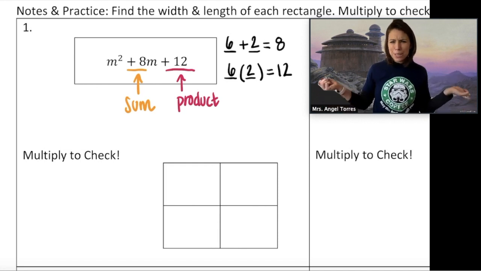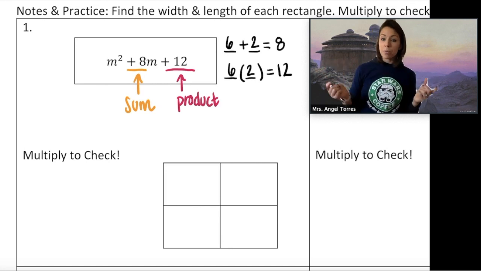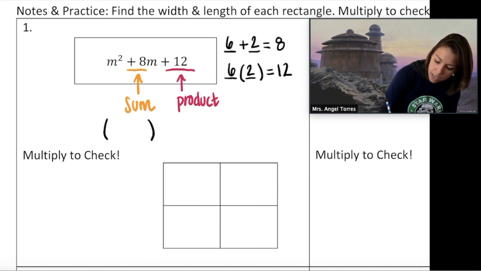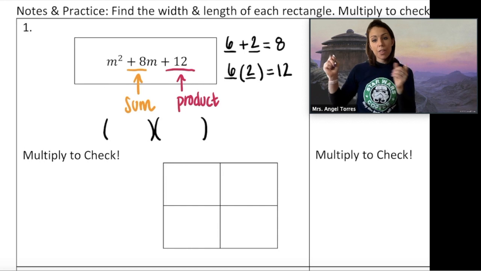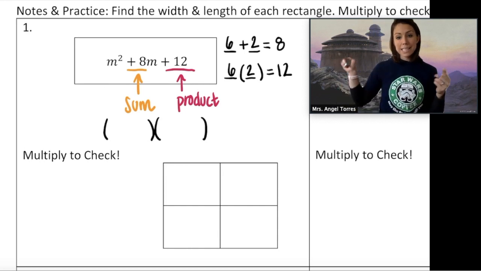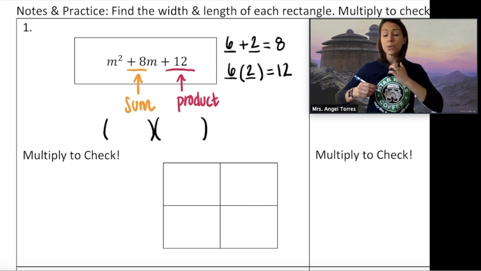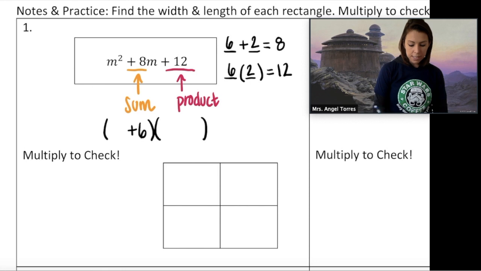Okay, but what do we do with that information? We're going to take this trinomial and rewrite it as a product. We're going to have a binomial times a binomial. One of those binomials will be our length, and the other will be our width. So we're going to take these two constants, 6 and 2, and those are going to be the two constants in our binomials. We have a positive 6, and we have a positive 2.